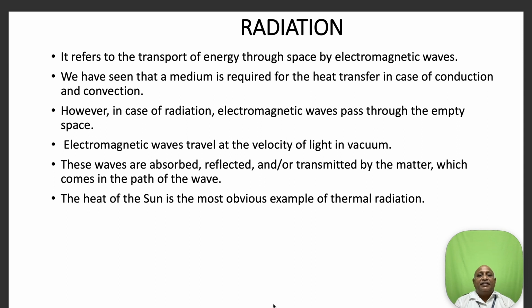That is, empty space also, the radiation can travel. The radiation, in the form of electromagnetic waves, travels at the velocity of light in vacuum. When these waves are incident on any material, some fraction of the radiation is absorbed, some fraction is reflected, and some may be transmitted by the matter, based on the property of the matter. The best example for radiation is the heat energy from the sun which is falling on the earth.